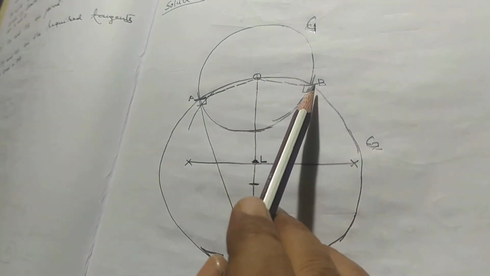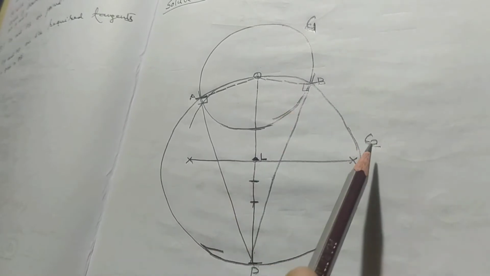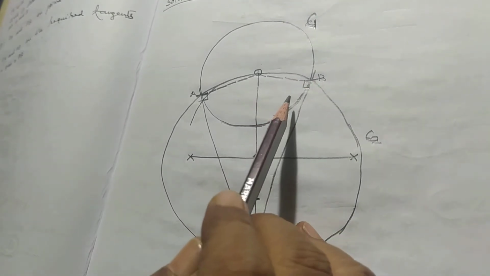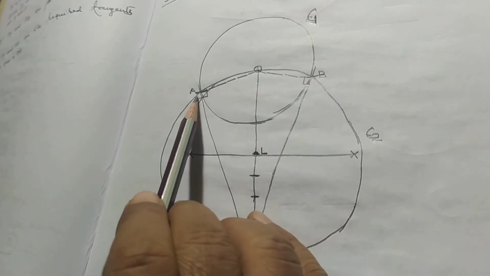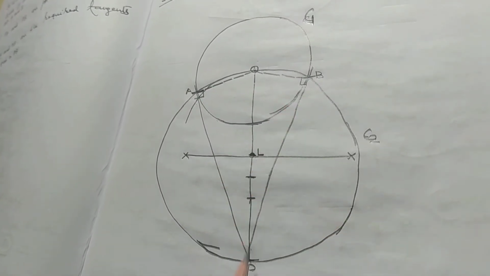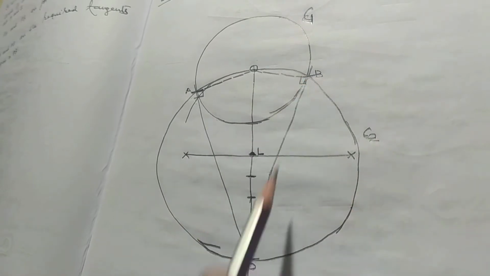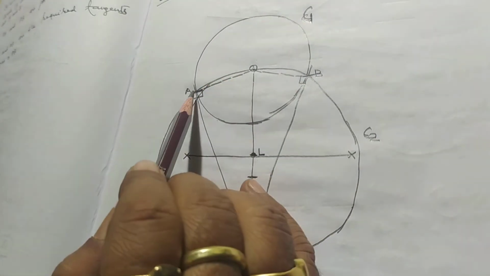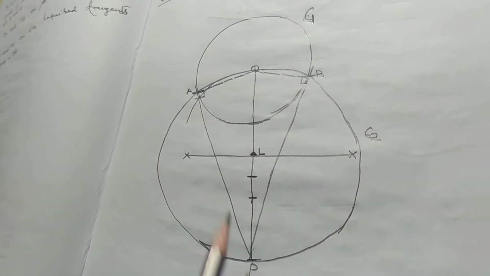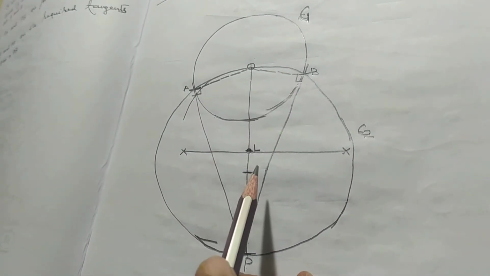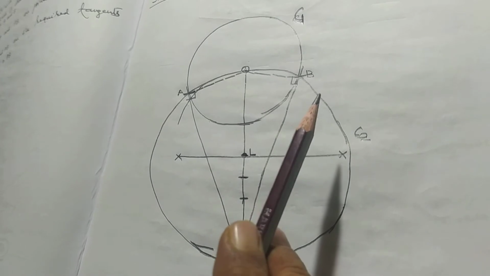And now locate the point where this circle C2 intersects circle C1, and it intersects at the points A and B. We join the points PB and PA, and join also OA and OB. Of course, PA and PB are the tangents.